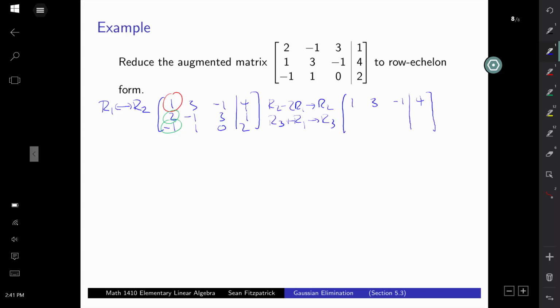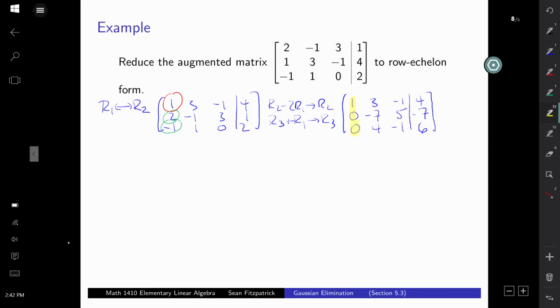Okay. So now I'm going to get rid of that 2. 2 minus 2 gives me 0. Minus 1 subtract 6, I get a minus 7. 3 subtract minus 2, 3 plus 2, I get a 5. 1 minus 8, I get minus 7. Okay. Now I add row 1 to row 3, minus 1 plus 1, 0. 1 plus 3, 4. Okay, 0 plus minus 1, minus 1. 2 plus 4, 6. Okay, so now you're done.